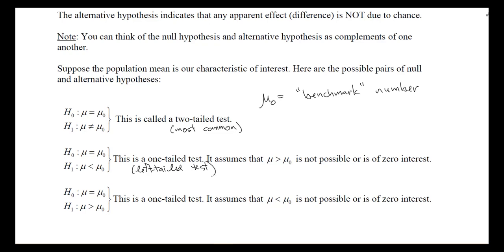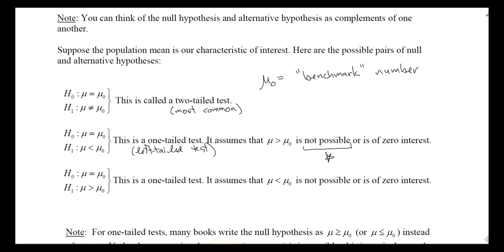Okay, and a test like this is going to assume that mu greater than the benchmark is not possible or of zero interest, and we're going to focus here mostly on the not possible because that's generally when you should use it. If it's of zero interest, if it's possible, you still kind of have to account for it. So the not possible is the primary situation for this one.